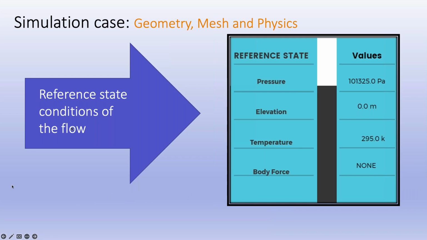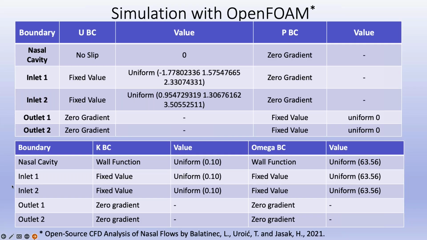Here are the reference values for the simulation. Since we assume that the person is at sea level, the pressure is atmospheric pressure. Since he is at sea level, that implies that the elevation is 0, and the temperature, being room temperature, is 295 Kelvin. And also we assume that no body forces act during the simulation. So moving on.